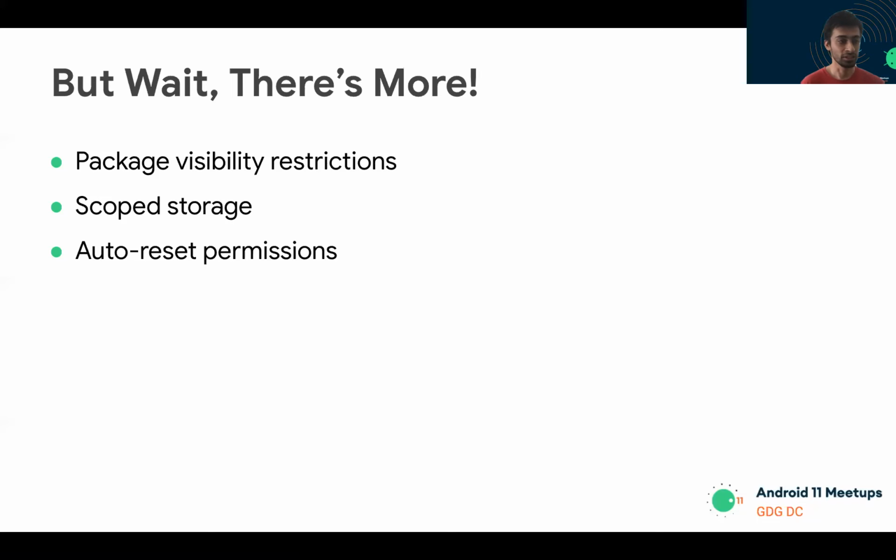And there's more. Package visibility: there are restrictions now on packages. Previously, apps could query potentially everything that was available on the device. Now that's no longer the case. You need to specify in the manifest what you're interested in, and then you can only query that. There are also changes to scoped storage, like access to raw path names and batch editing with media store APIs.